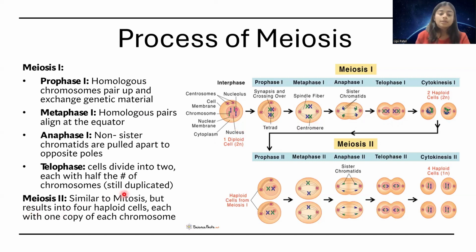Meiosis 2 is pretty much similar to mitosis, but it results in 4 haploid cells, each with one copy of each chromosome. So if you see here, everything is happening just as in mitosis. The only difference is that there are 4 haploid cells forming because 2 cells are undergoing mitosis at the same time and not just one cell. And remember this, that meiosis 1 begins with a diploid cell, which is 2n, and it leads to 4 haploid cells with a single set of chromosomes, 1n.